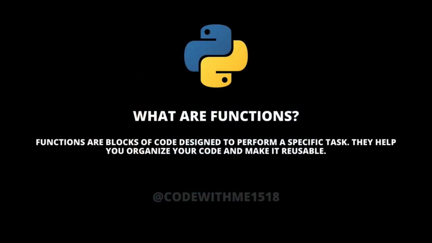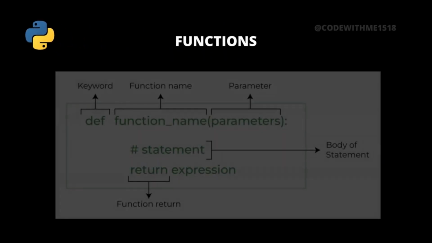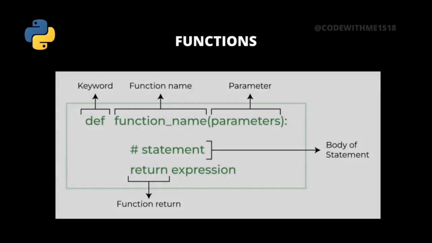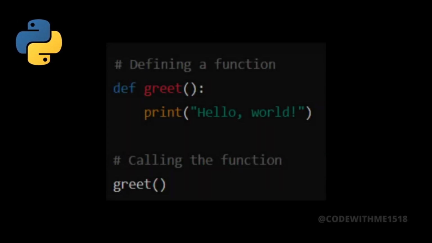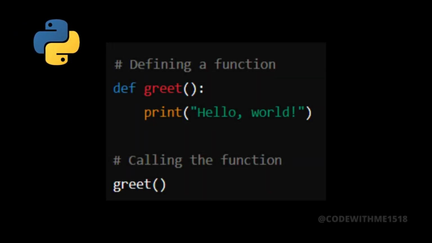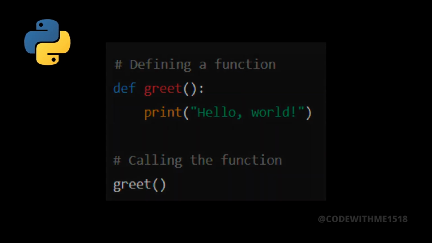Functions are blocks of code designed to perform a specific task. They help you organize your code and make it reusable. Here's how you can define and call a simple function in Python. In this example, we define a function called greet that prints "hello, world", and then call it to execute the code inside the function. Functions make your code cleaner and easier to manage.